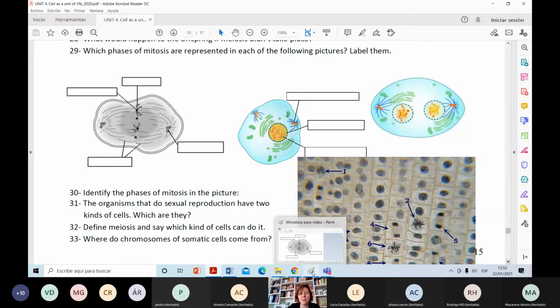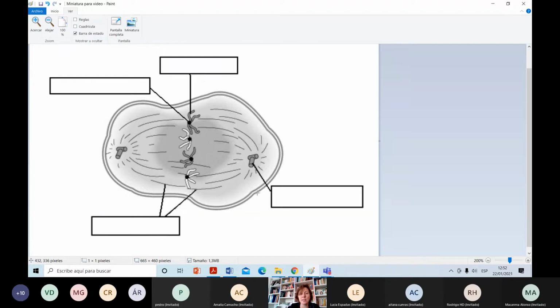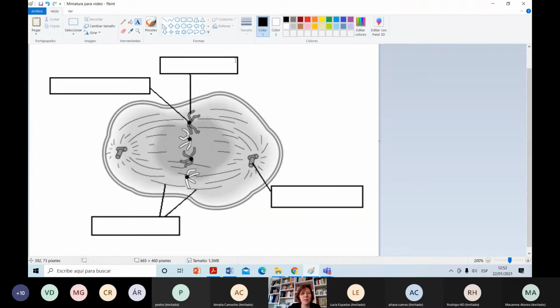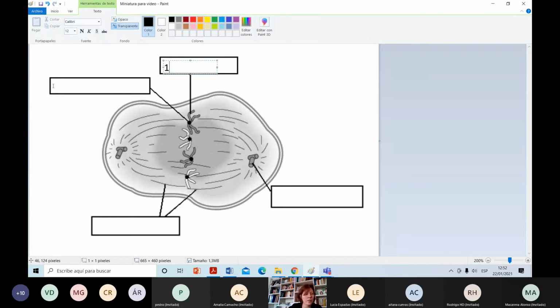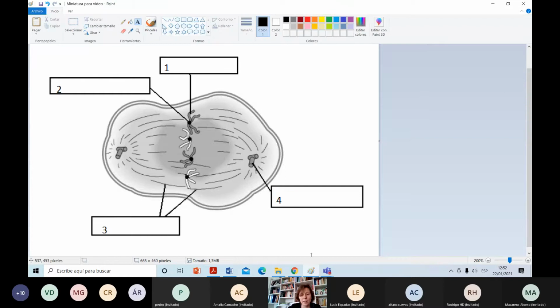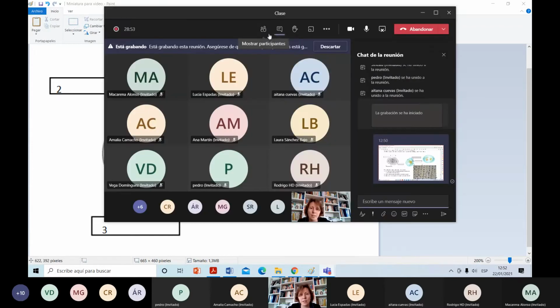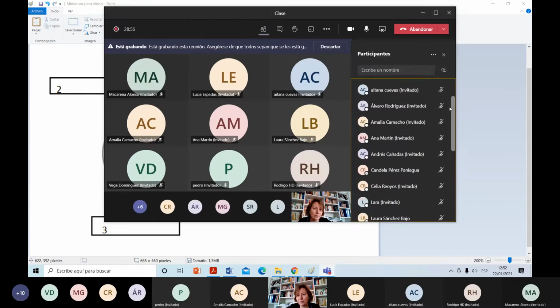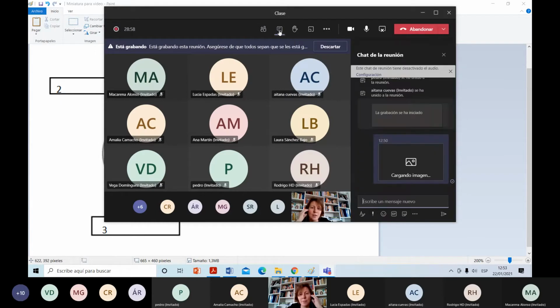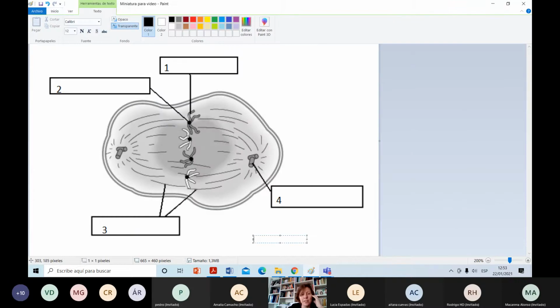And then they are also asking you what the names of these structures are. So let's see, what would you write in structure number 1? That would be number 2, that's number 3, and we've got number 4. Okay. Vamos allá con lo siguiente. Pedro, que no te he visto, pero me basta. Pedro, either using your microphone or the chat, what's the name of this structure that is labeled as number 1 here in this picture?